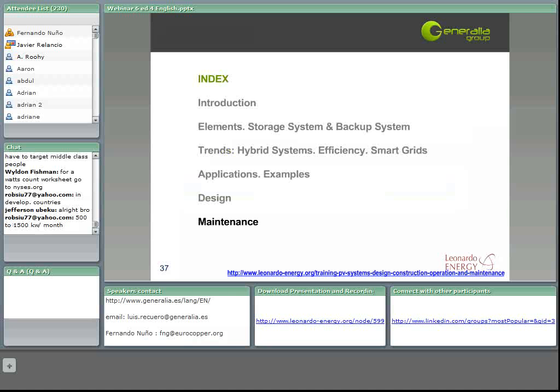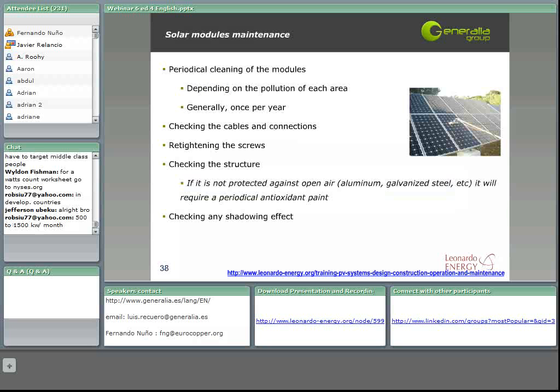So we are already out of time, but we are going to give some time for the maintenance chapter as fast as possible. Anyway, the maintenance is very similar to the grid-connected system, so we will need periodical cleaning of the modules, depending obviously on the location, the pollution and the rain of each area, and we will have to check periodically the cable and connections and retighten the screws. And finally, we have to check the structure, especially if it is not protected against open air.